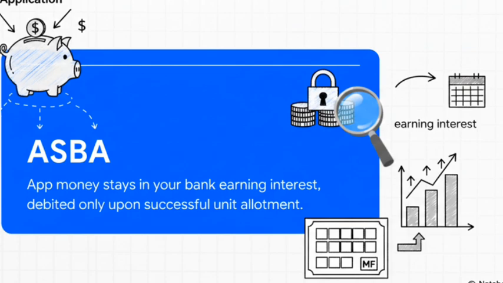Now, during a new fund offer, you actually have access to this brilliant facility called ASBA, or Application Supported by Blocked Amount. ASBA is a fantastic safeguard because your money doesn't actually leave your account when you apply. It's literally just blocked. So it keeps earning interest right there in your bank account, and the funds are only debited if and when you are actually allotted the mutual fund units.